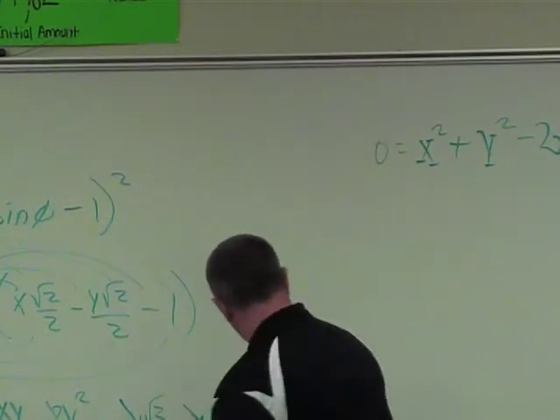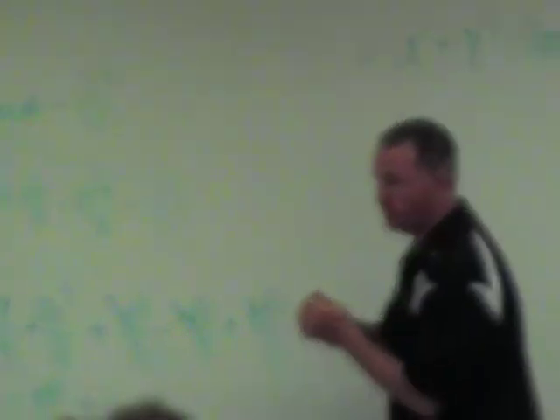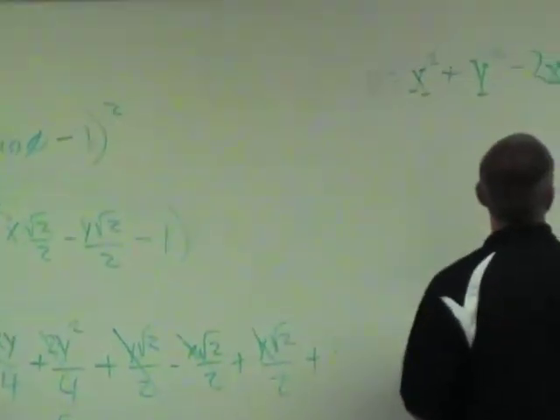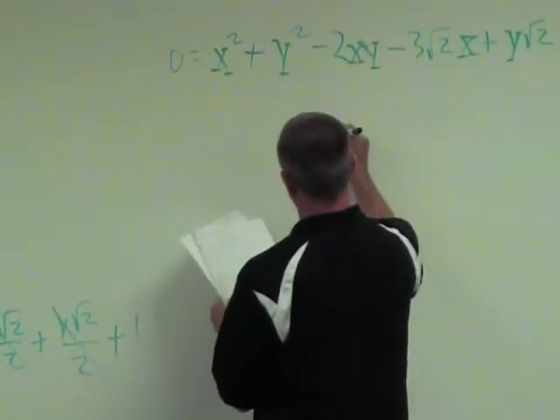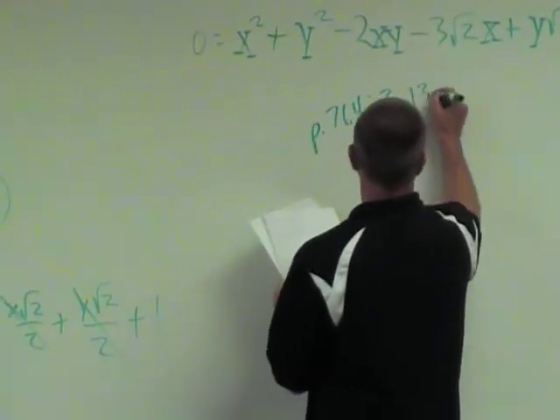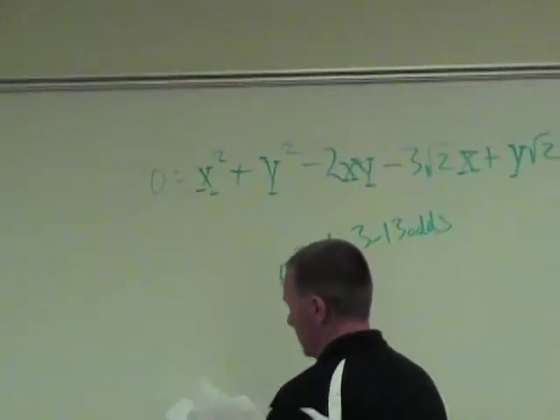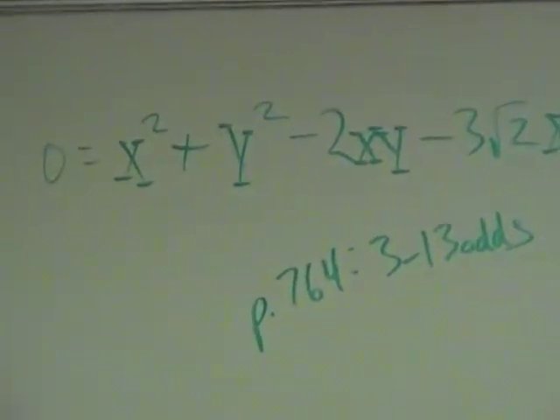Here's your assignment. That's all it is, substitution and simplifying. You're going to do page 764, 3 to 13 odds. Okay, 6 problems.